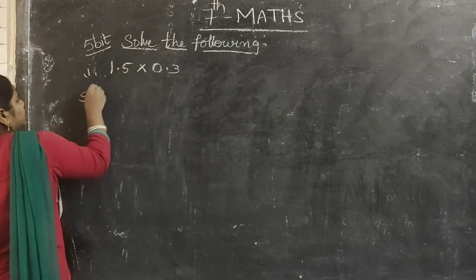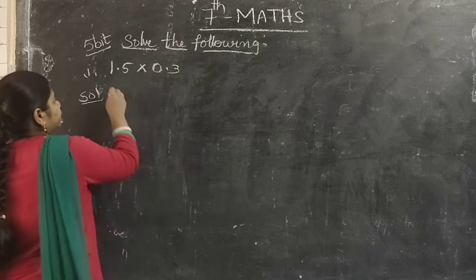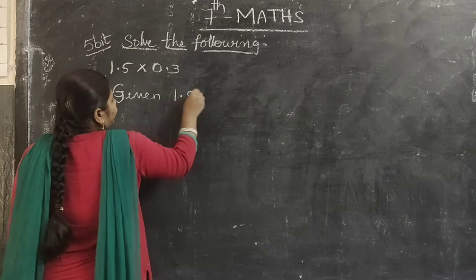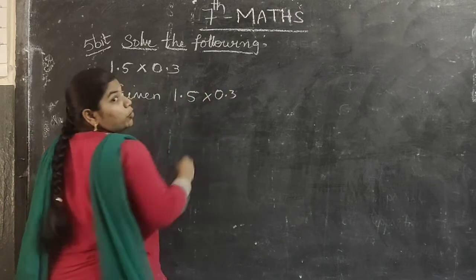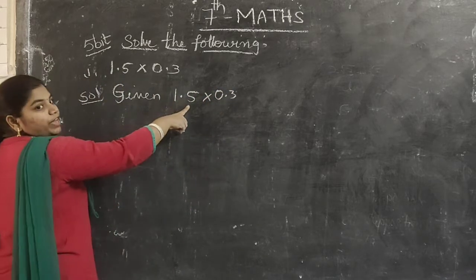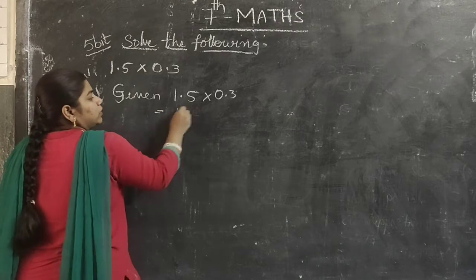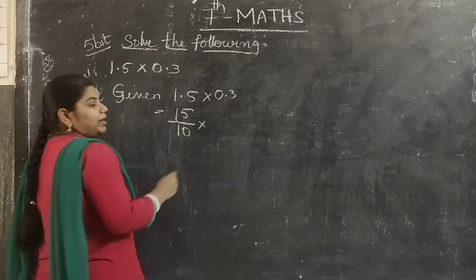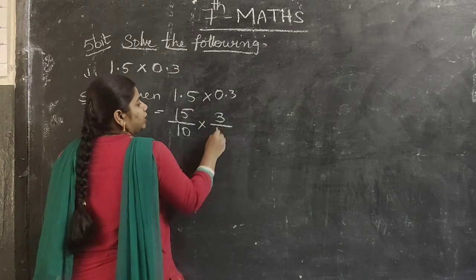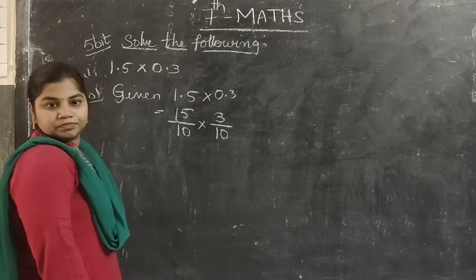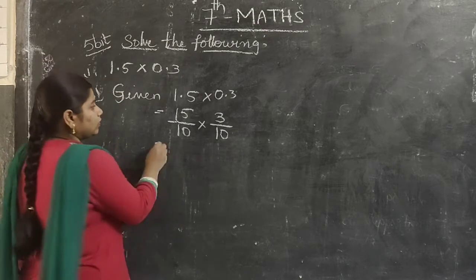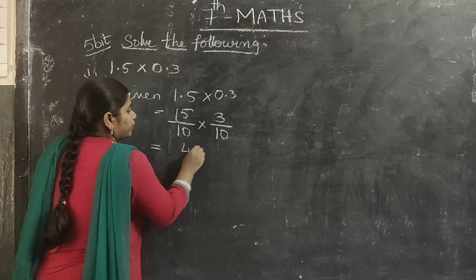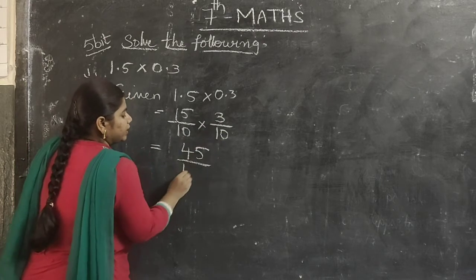So both the values are in the form of decimal. So first we will write in the form of fraction. So given 1.5 into 0.3. So 1.5 we can write in the form of 15 by 10 and 0.3 can be written in the form of 3 by 10. So first multiply this 15 into 3, 45 by 10 into 10 will be 100.